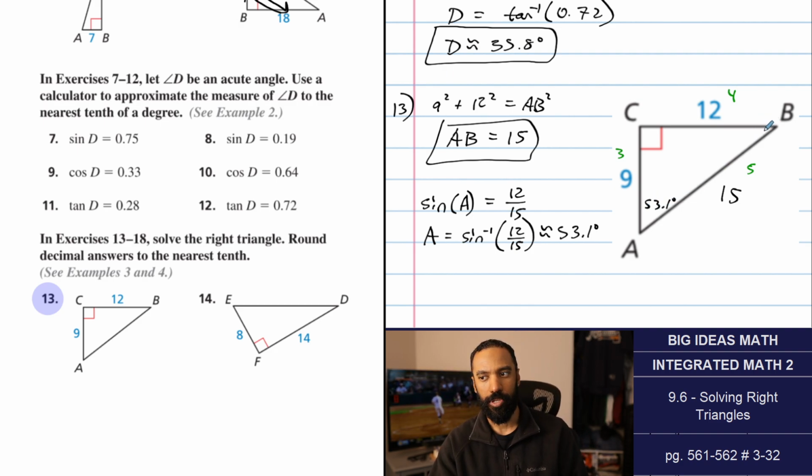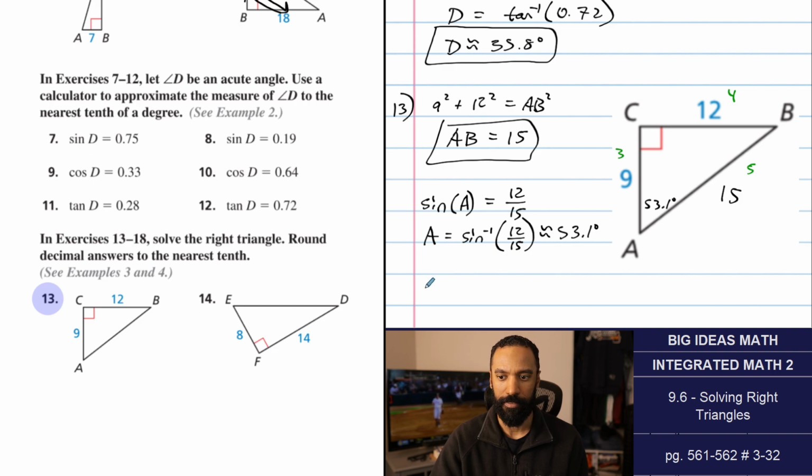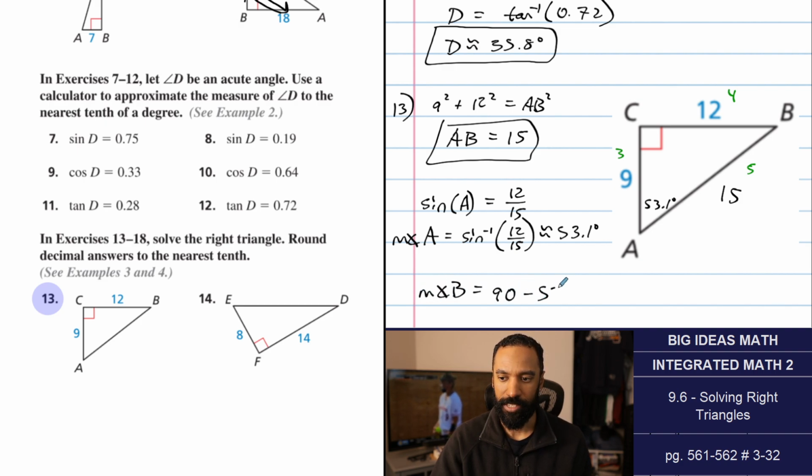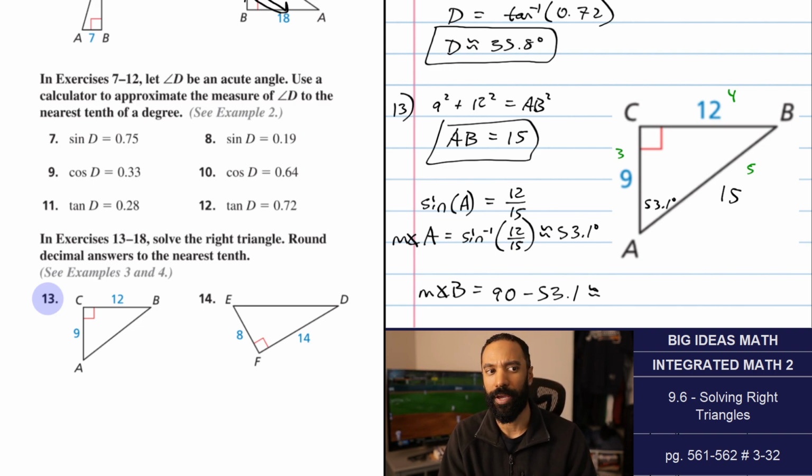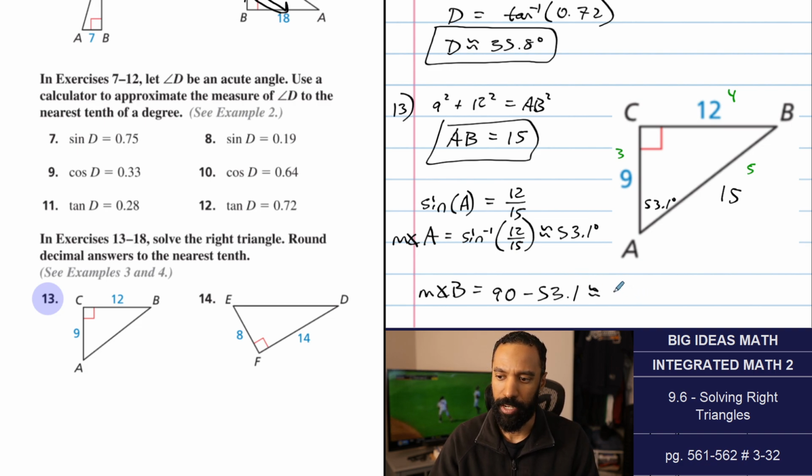Now for B, I could also use an inverse sine or an inverse cosine or an inverse tangent, but I also have the 53.1 degrees to work off of. So measure of angle B equals 90 minus the 53.1 measure of angle A, which means it's about 36.9 degrees.